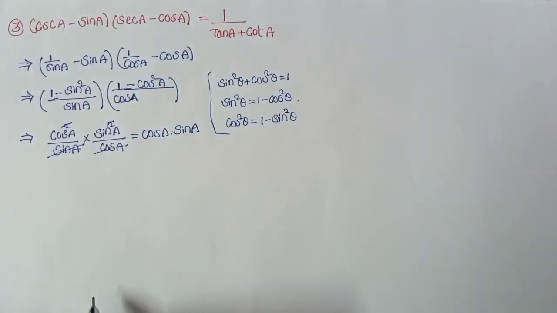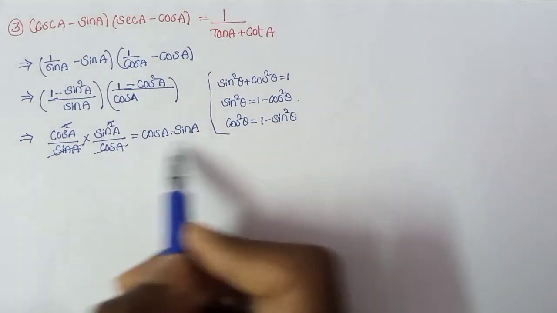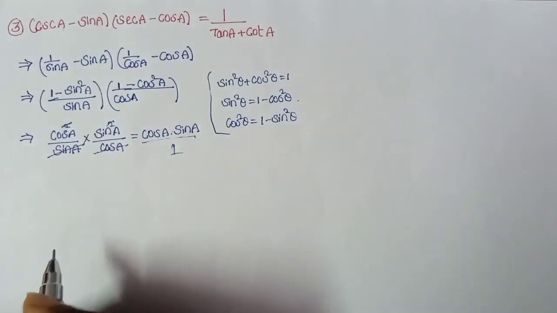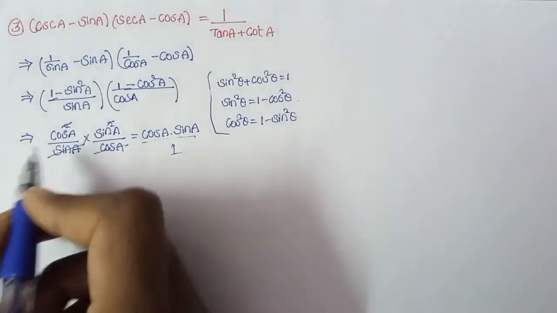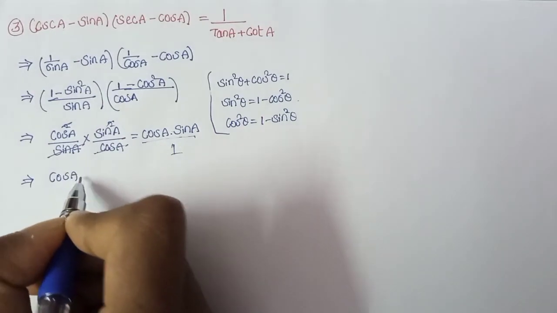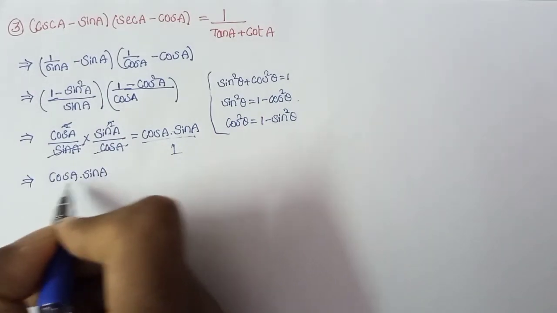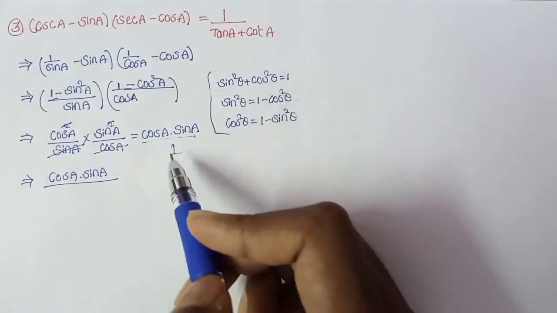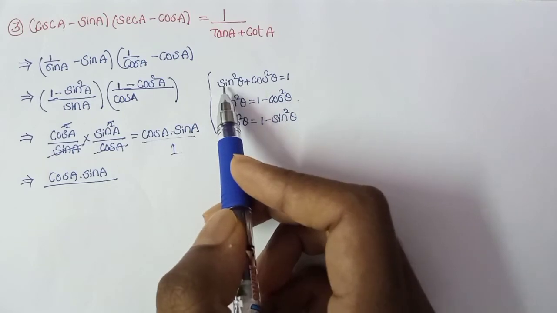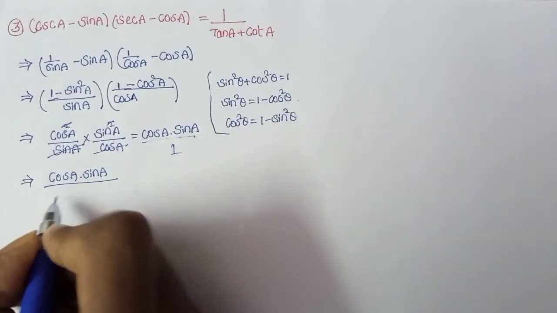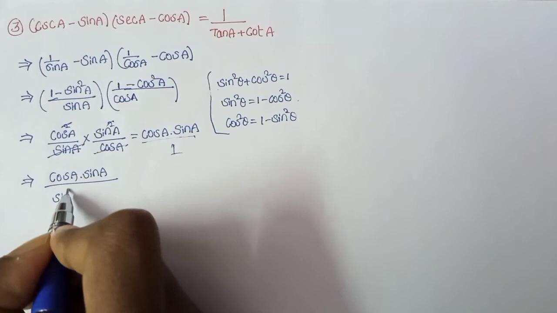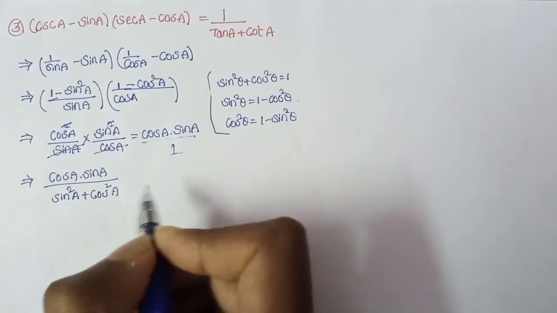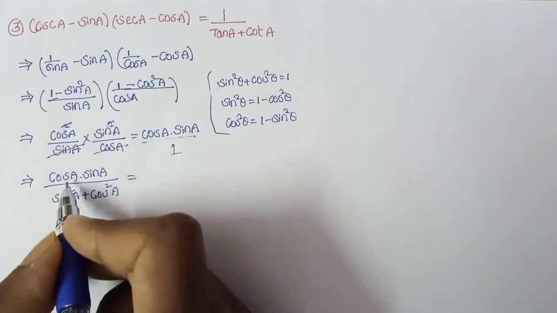If you observe, there is nothing in the denominator, which means there is 1 in the denominator, not 0. So I can write cos A into sin A. This 1 I replace with this equation, that is, 1 is replaced by sin square theta plus cos square theta. So I replace it here and I'm writing sin square A plus cos square A. I hope you understand. Next, which is equal to what?